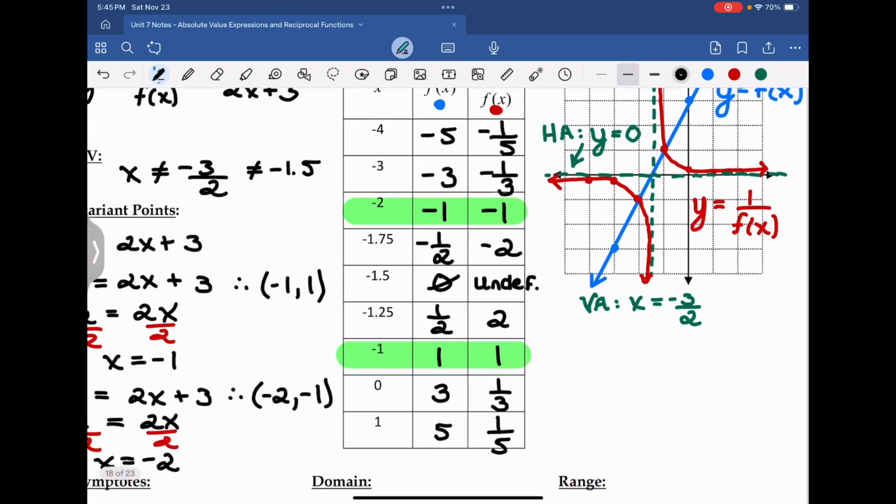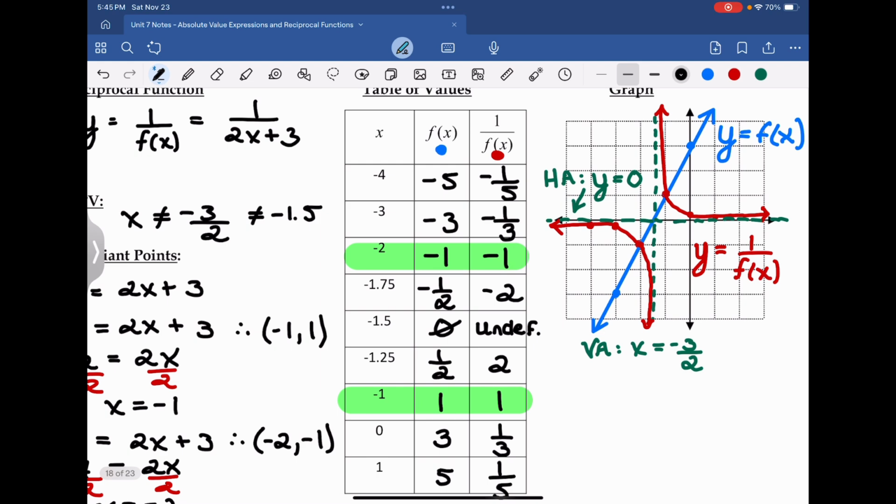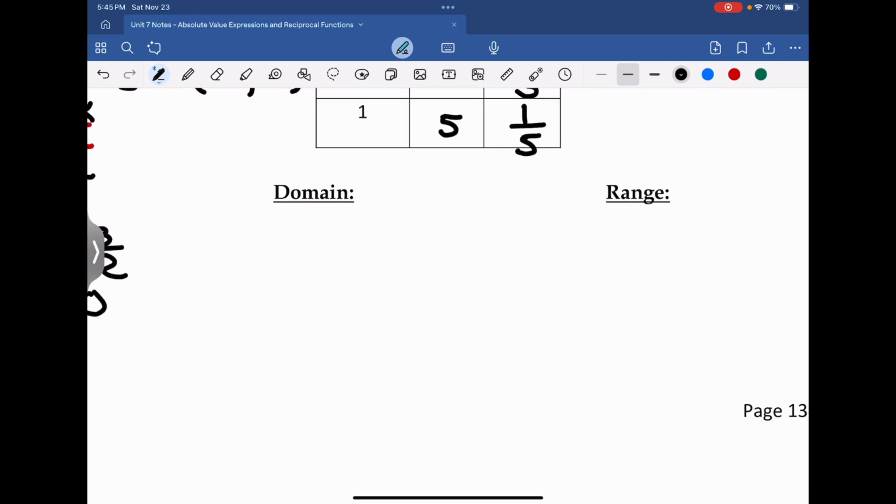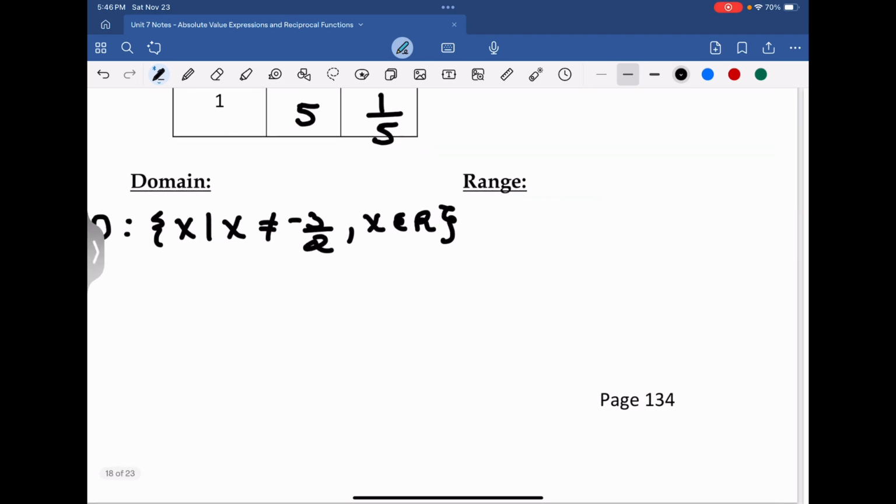Its domain, well, specifically with the blue one, we don't want to really comment about that one. We want to comment about the red domain. The red domain is the following. We're going to write domain, or D, x such that x cannot equal negative 3 over 2, because if it does equal 3 over 2, then we're going to cross our vertical asymptote. As long as it's not the vertical asymptote, we say that this is an element of the reals.